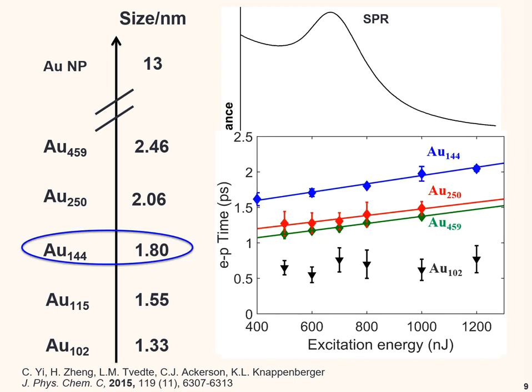The next step is that we use our ultrafast spectroscopy to study all these nanoclusters. We get all the electron-phonon coupling times. We found that Au144 is the smallest nanocluster which still has this linear dependence on your excitation energies. So it is very clear that 1.8 nanometer is the smallest nanoparticle which still has this surface plasmon resonance and electron-phonon coupling time. Look at Au102, which is like a molecular system, because you are exciting your electrons with single electron transitions. In this case, your lifetime is independent of your excitation power.